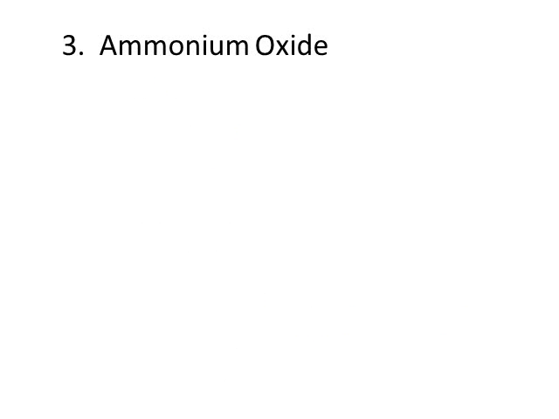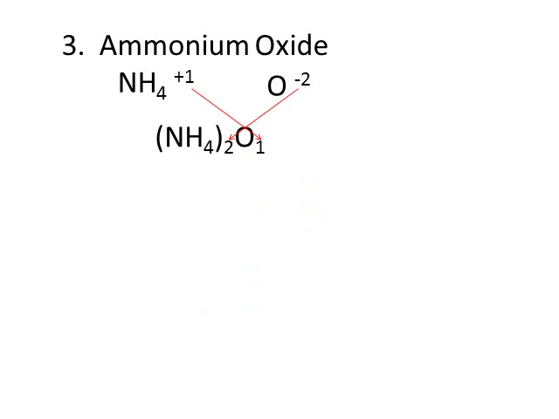Ammonium oxide. Ammonium is a polyatomic ion, NH4+1. Oxide is O-2. Again, we're going to crisscross. So the oxidation number of ammonium, 1, becomes the number of oxygens. The oxidation number of oxygen, 2, becomes the number of ammoniums. We just move those numbers down diagonally.